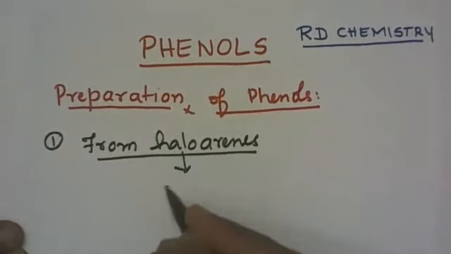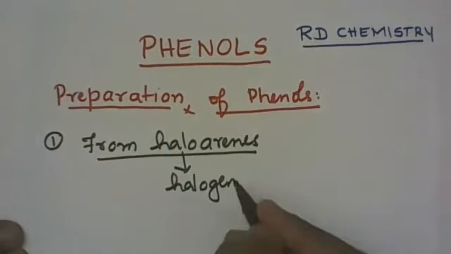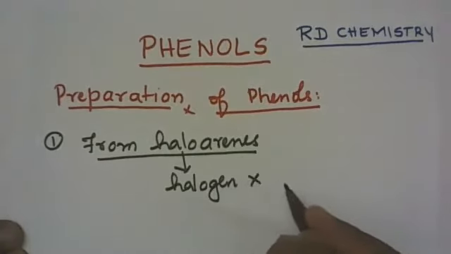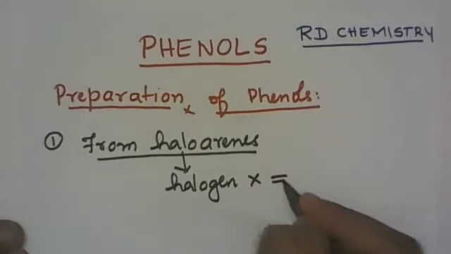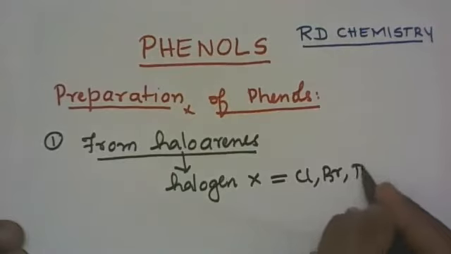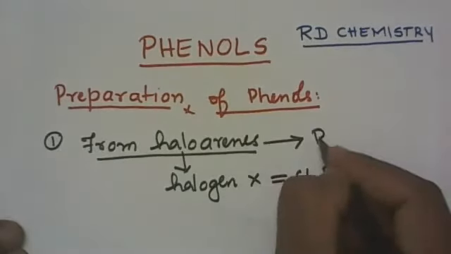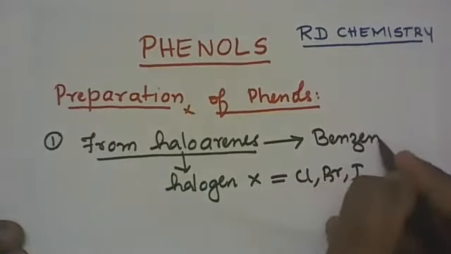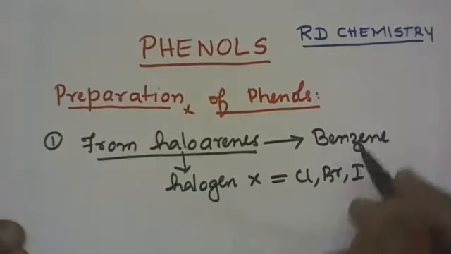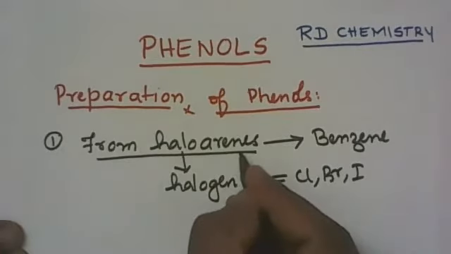Halo stands for halogen, right? Halo stands for halogen, and we write X as a symbol. What are the types of halogens we have got? We have got chlorine, bromine, iodine, and fluorine. What do you mean by arene? Arene stands for benzene. That means halogens directly attached to benzene are called haloarenes.